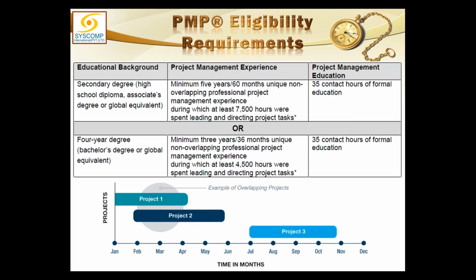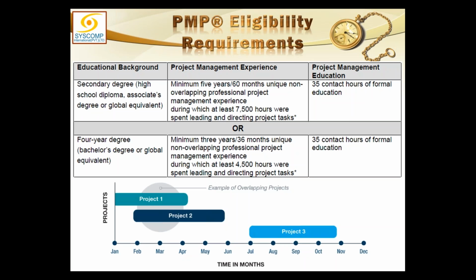Person must be holding that, and if you hold that, you must show minimum 3 years of working on projects. That is 36 months unique, non-overlapping professional project management experience. Non-overlapping means that you are doing one project at a time. You can't say I was doing 10 projects at a time. Only one will be counted. 9 will not be counted. So only one project at a time.